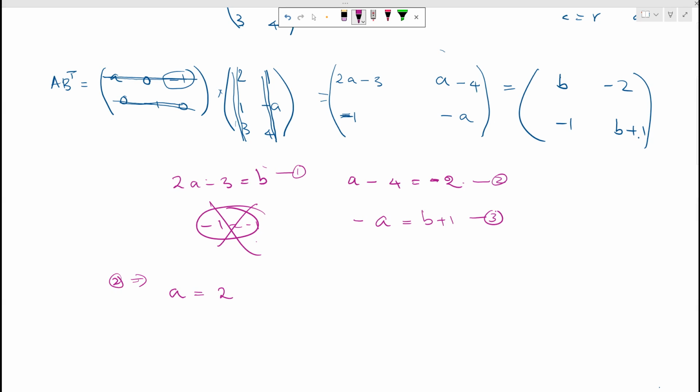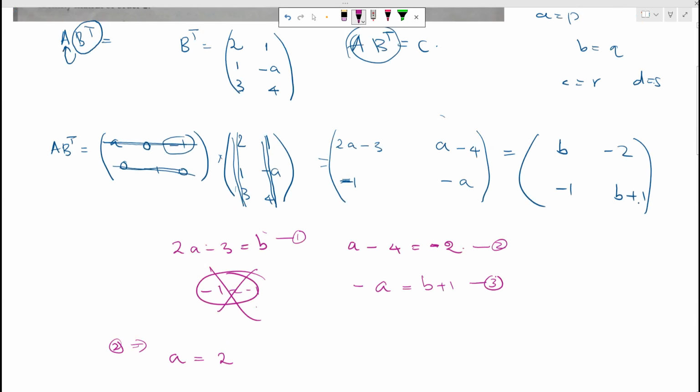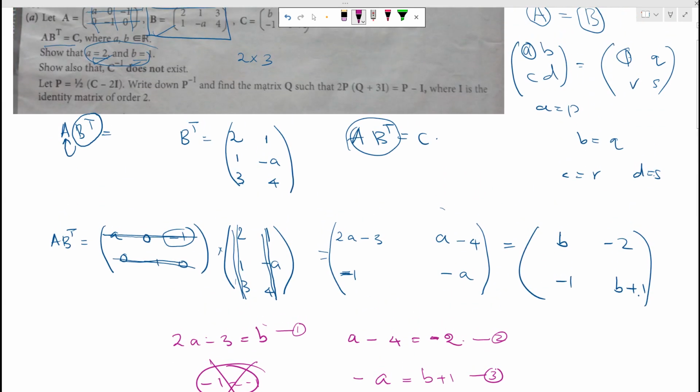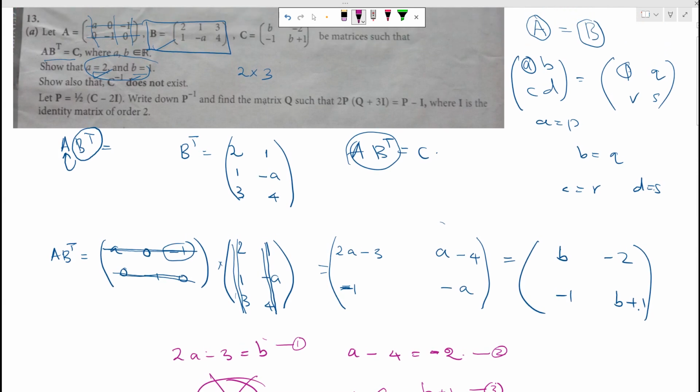Then if you consider any of the equations, for easiness I am just considering the third equation. If I substitute the value for a in the third equation, then I will get minus 2 is equal to b plus 1. So from this I can tell b is equal to minus 3. Okay, b is equal to minus 3. Let's check. Oh, we have done something wrong somewhere.